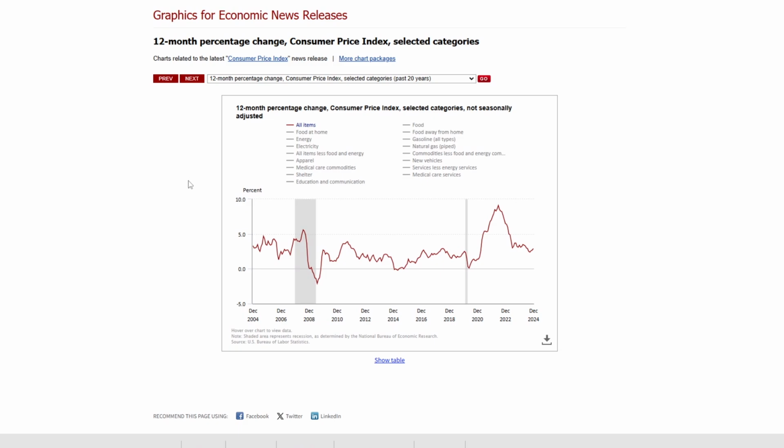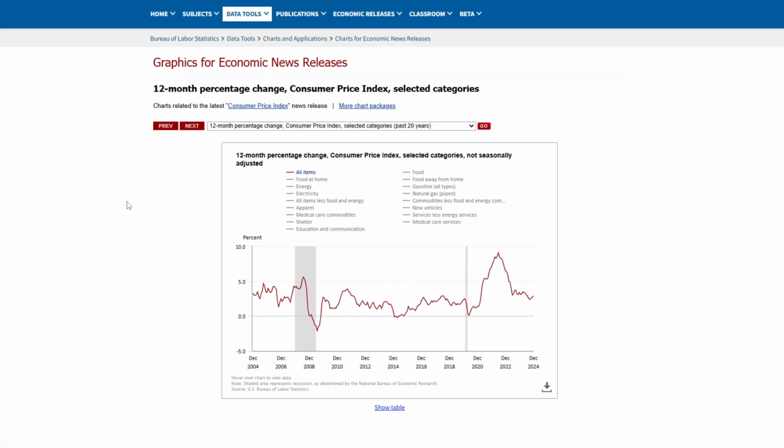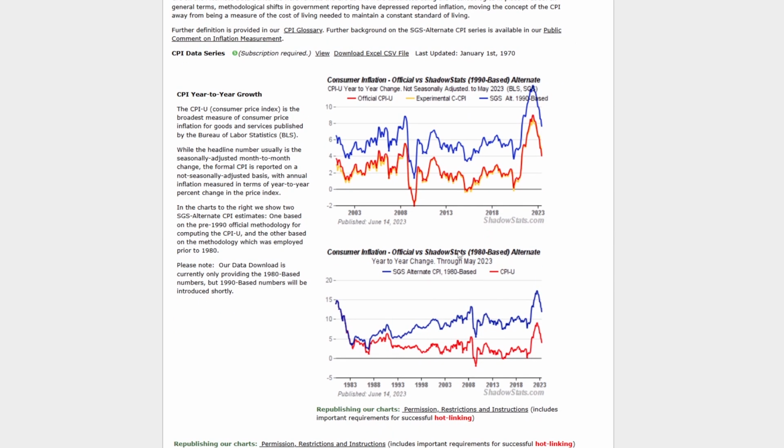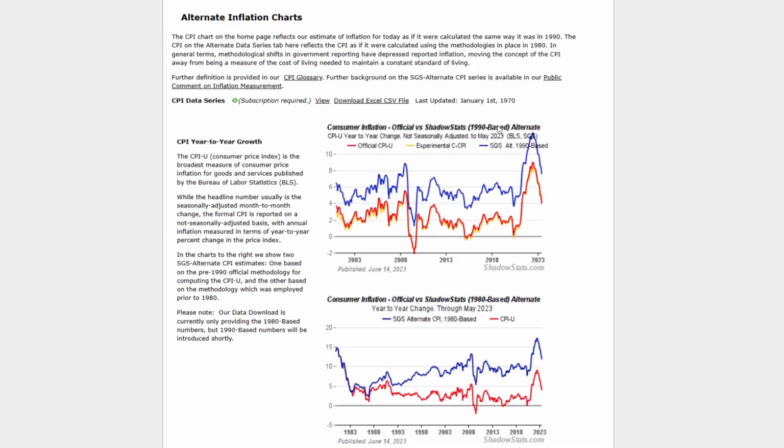However, the one concern with this is that they did change the rules quite a while ago to reflect a different way that they calculate the CPI. So you can actually see alternative statistics here for the actual CPI. This is what's called a pre-1980 based alternative. You have the alternative in blue and then the official CPI in red. So you can see it here.